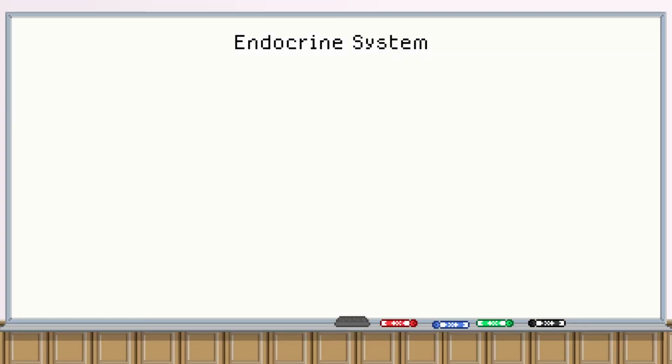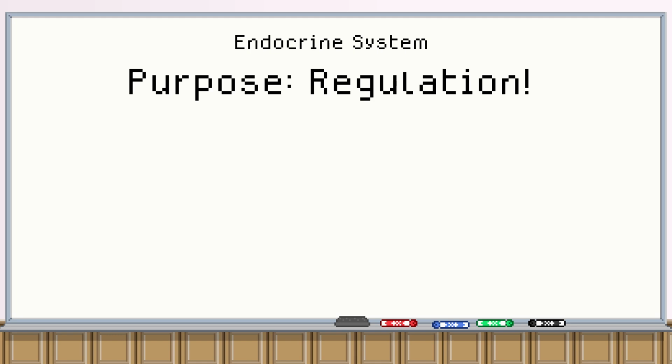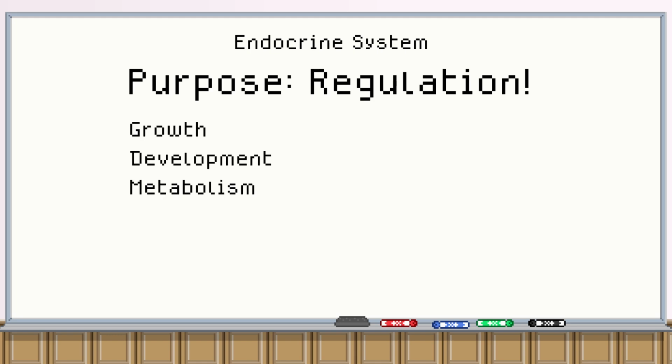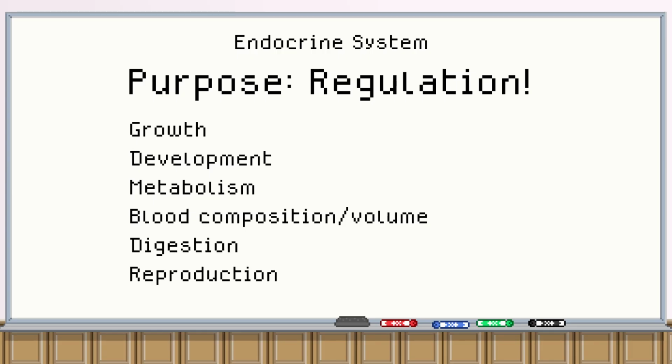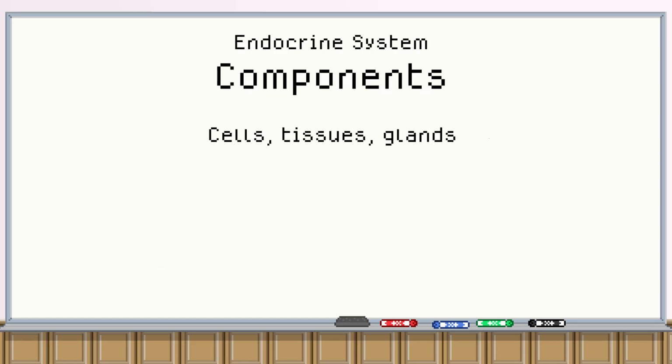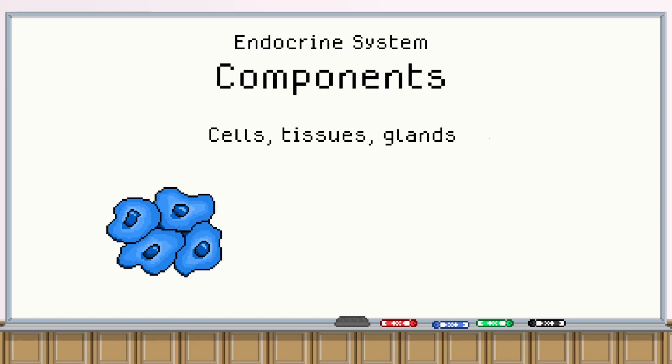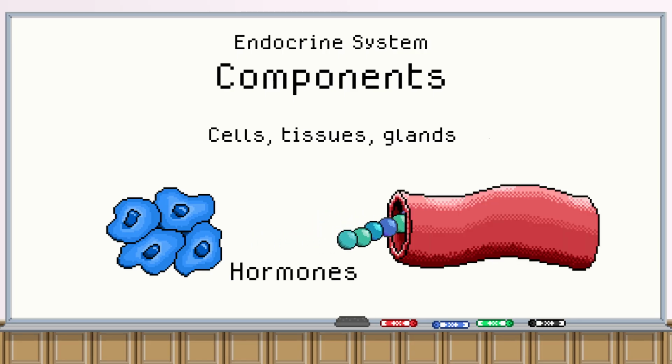The endocrine system is one of the two main regulatory systems in the body. It helps to regulate the functions of growth, development, and metabolism. It also regulates blood volume and blood composition. So, for example, it can control levels of minerals in the blood, such as calcium. It also helps to regulate digestion and reproduction. The endocrine system is made of endocrine cells, endocrine tissue, and endocrine glands. The purpose of these endocrine cells, tissues, and glands is to secrete chemical messengers known as hormones into the bloodstream.